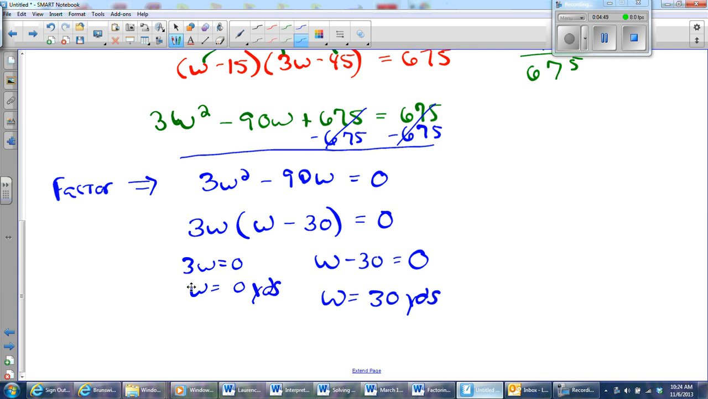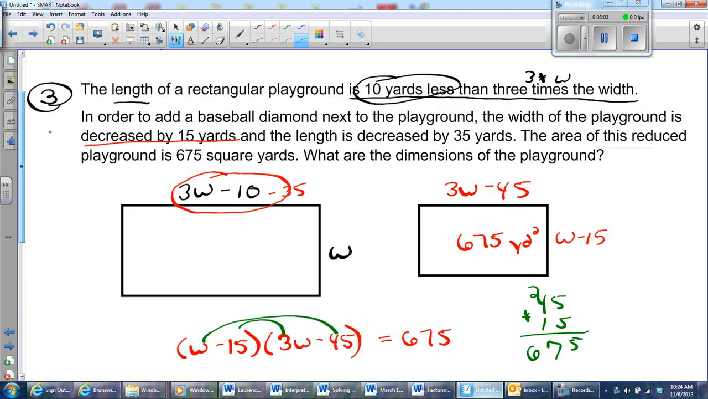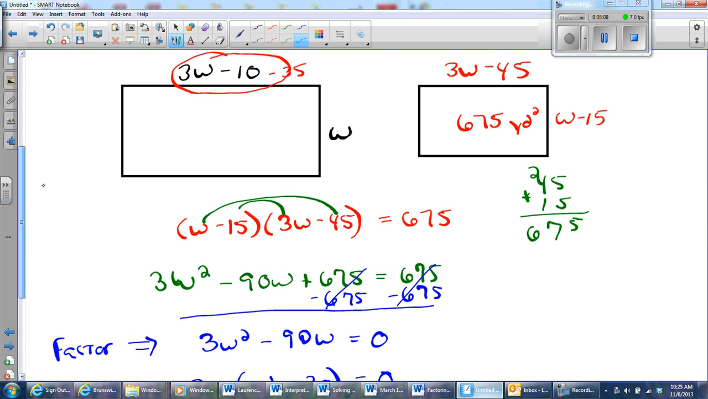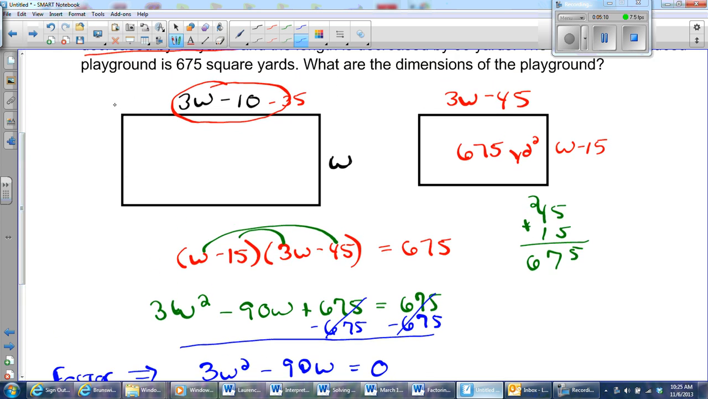I will give anybody $10 if they can draw me a rectangle that has 0 for one of its dimensions. Can't do it. So there is the width of the rectangle, the original one. Now, if I want to figure out the length, I'm just going to plug that answer for W right there. So I'm going to get 3 times 30 minus 10, which I believe will be 80 yards.